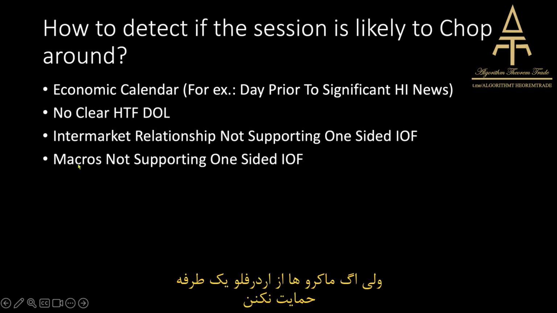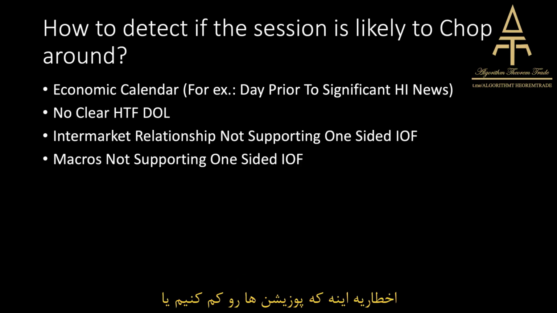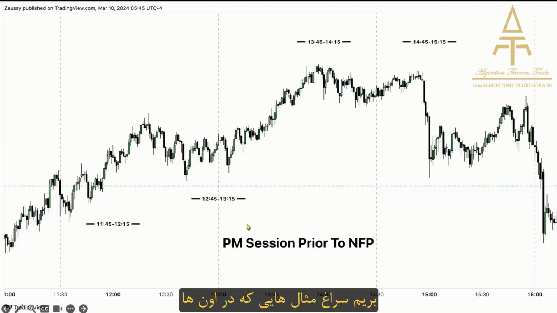But if that is not the case, if those macros are not supporting that one-sided institutional order flow, then that's a very big warning sign that we either completely walk away, decrease risk significantly, or cut our positions quickly, rapidly, trail our stops aggressively. We're now going to take a look at a chart example where we can see the macros not delivering one-sided institutional order flow.